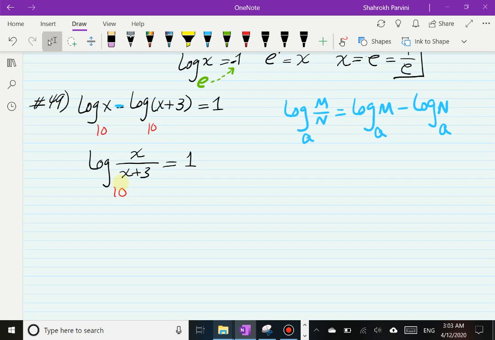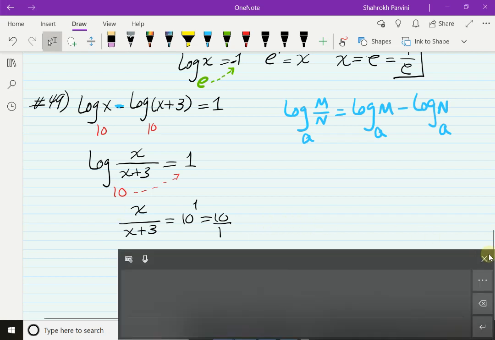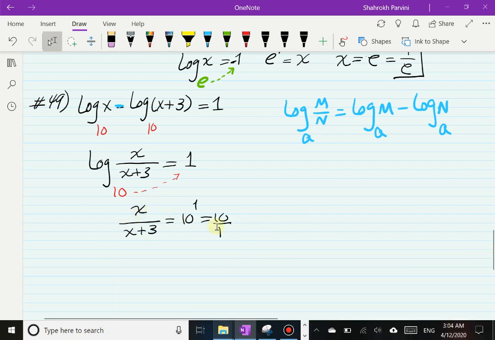So next I'm going to rewrite it in exponential form. And in exponential form, x divided by x plus 3 should equal 10 to the first power, which is just 10. Now I have a fraction equal to a number. Let's multiply both sides by x plus 3, or we can cross multiply them. If you give it a denominator of 1 and cross multiply, you're going to cross multiply x by 1 and x plus 3 by 10.